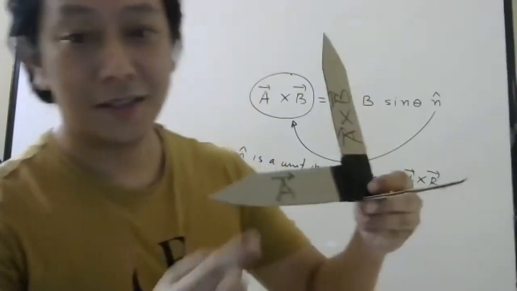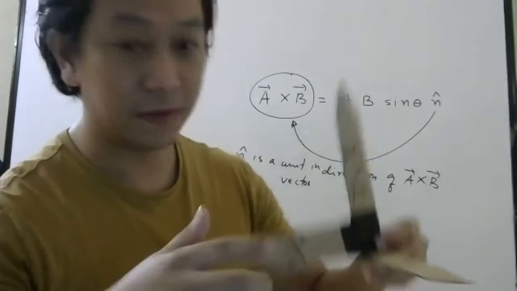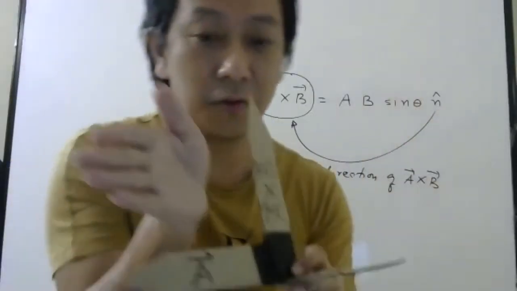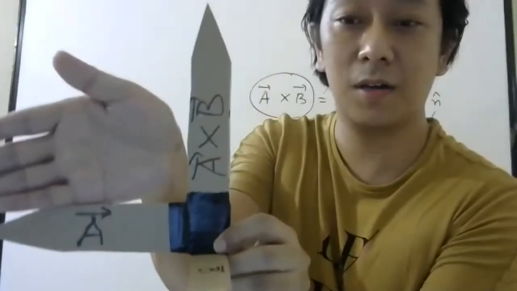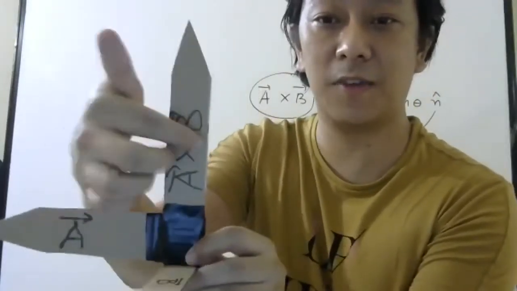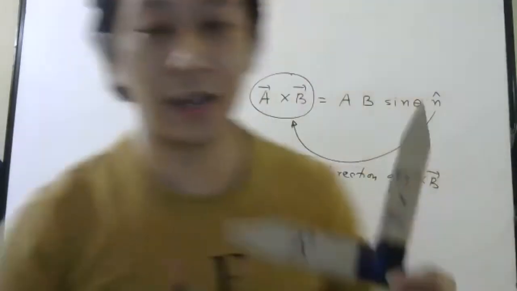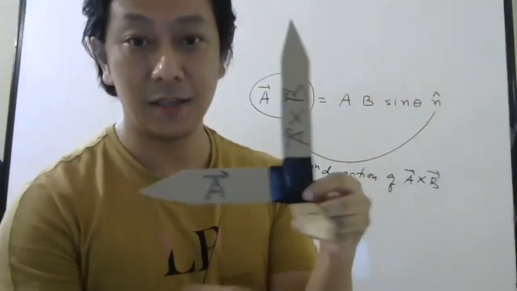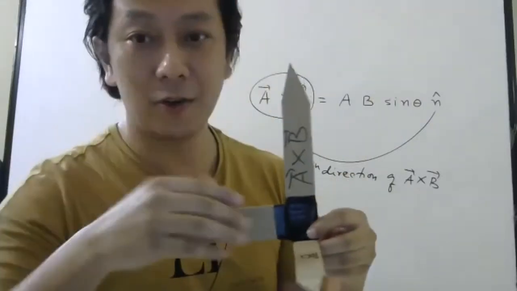So look here. This is your first vector. This is your second vector, and this is the cross product. So when you go from A bar to B bar, you should get this vector, A cross B. That is the whole idea. So if I put these two on a table, this one should be upwards. It cannot be on the table.